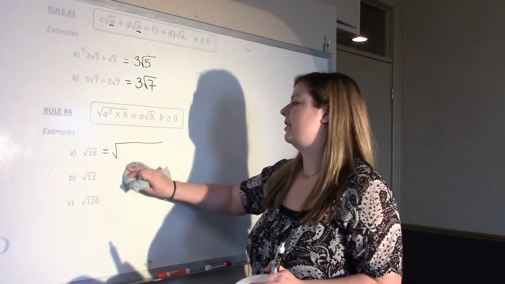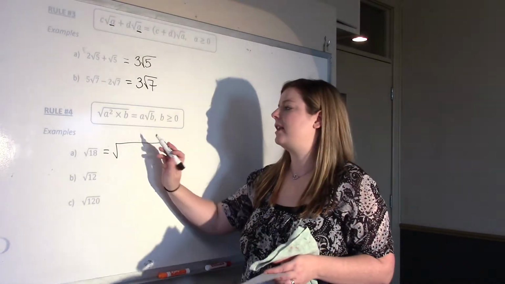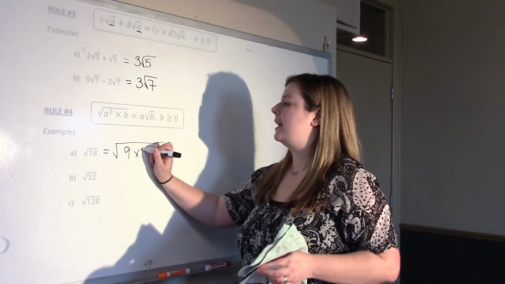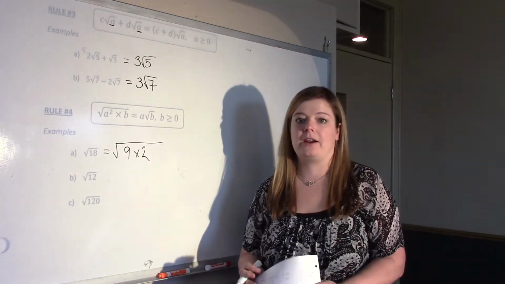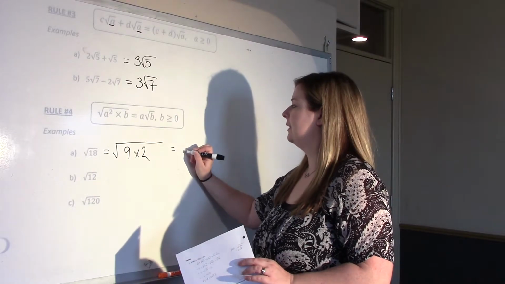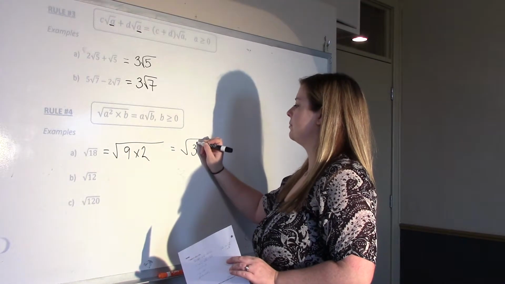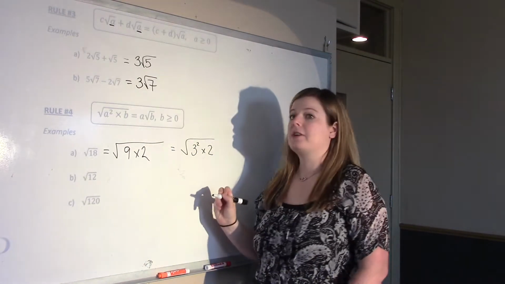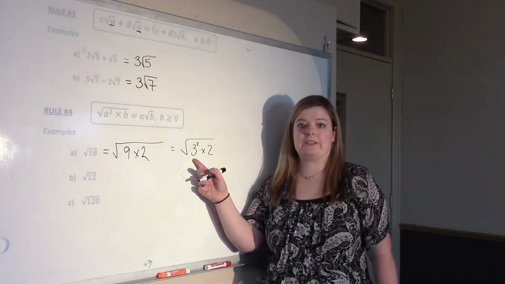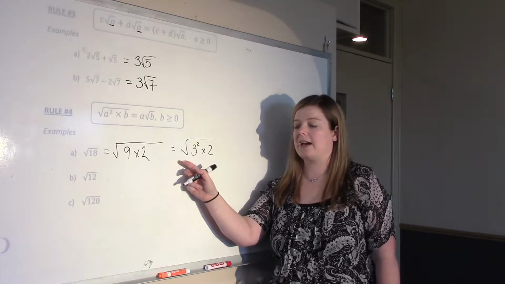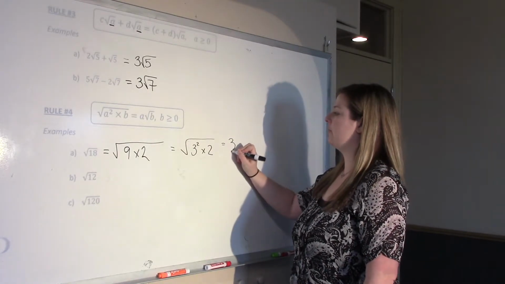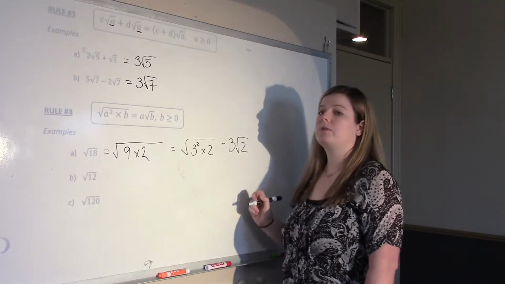But I could also rewrite root 18 as root 9 times 2. Now, why is that better? Well, because 9 is a perfect square, right? 9 is just 3 squared. So because this is just 3 squared, I can take the square root of this and put it on the outside. So I can just make this 3 root 2, okay?